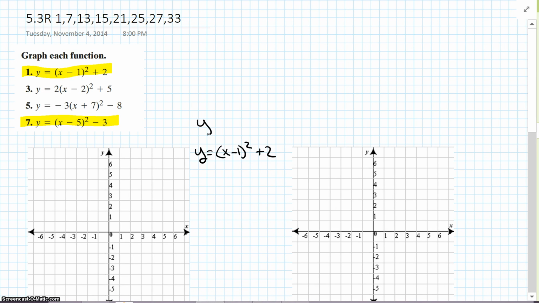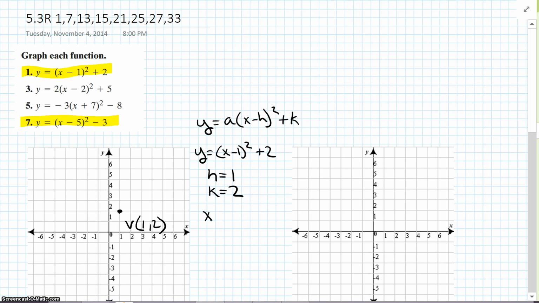So if you remember, our vertex form is y equals a times x minus h squared plus k. So our h value is 1 and our k value is 2. So that's our vertex, 1, 2. We know it's going to go up, so I can label my vertex 1, 2. And now we can just plot a point.